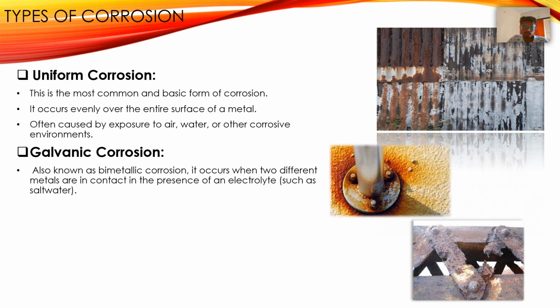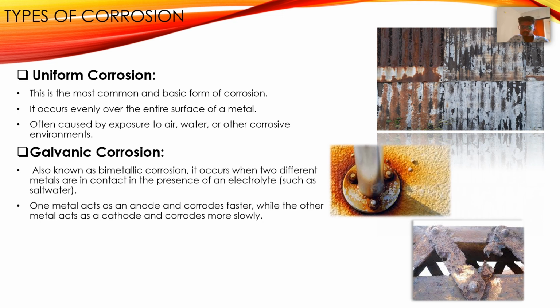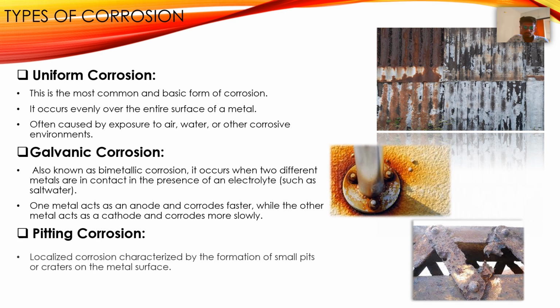And the second one is galvanic corrosion, also known as bimetallic corrosion. It occurs when two different metals are in contact in the presence of an electrolyte such as salt water. One metal acts as an anode and corrodes faster, while the other metal acts as a cathode and corrodes more slowly.